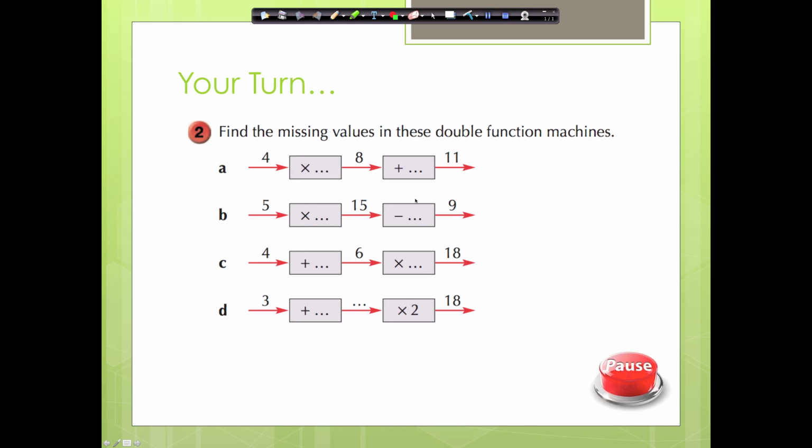Okay, so it's your turn now. Find the missing values in these double function machines. So press pause and then I will go through the answers when you are ready.